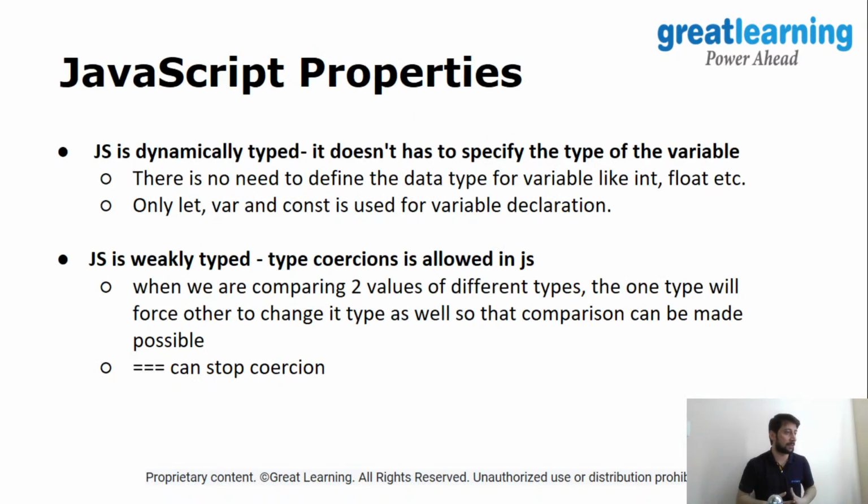Now, coming back to JavaScript properties, what are those two properties? You already know that it's a weakly typed language. I have already covered this, that type coercion is allowed, converting one type into another, which is not available in many programming languages. And it is a dynamically typed language, wherein you don't need to specify explicitly that this is an integer variable, or a number, a string, a boolean, or null. You don't have to explicitly define those things, and you can use only let, var, and const keywords to declare your variables.